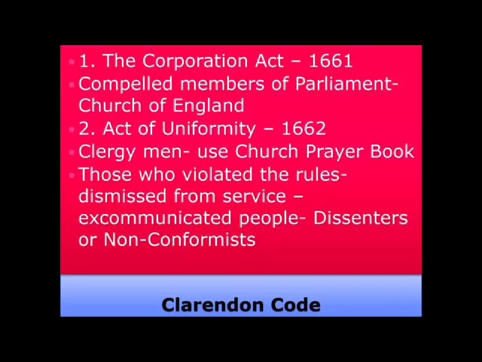So, what is the Clarendon Code? It implemented many acts. The first one is the Corporation Act, implemented in 1661. It compelled all the members of Parliament to become members of the Church of England. Next is the Act of Supremacy, implemented in 1662. It compelled the clergymen to use the church prayer book. Those who violated the rules would be dismissed from service. The excommunicated people are known as dissenters or non-conformists.